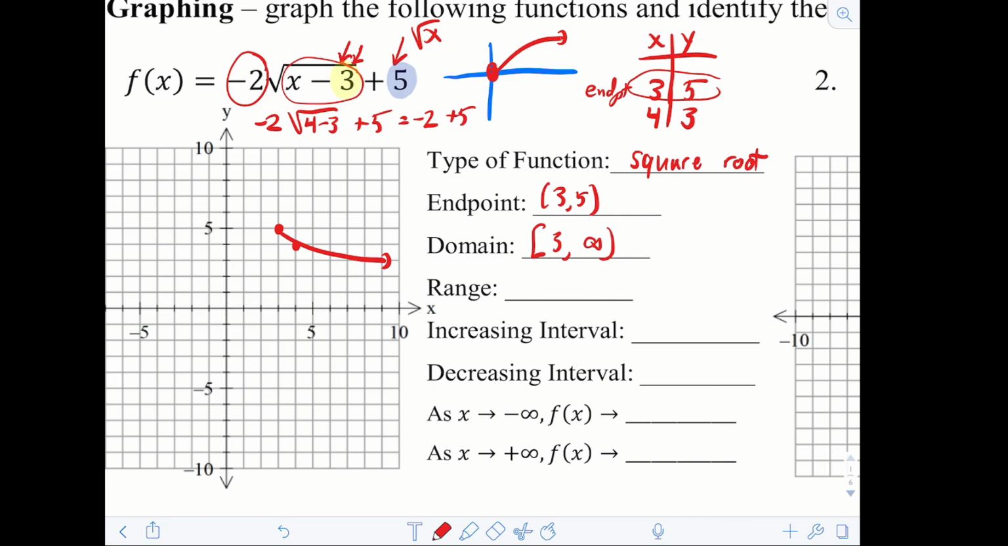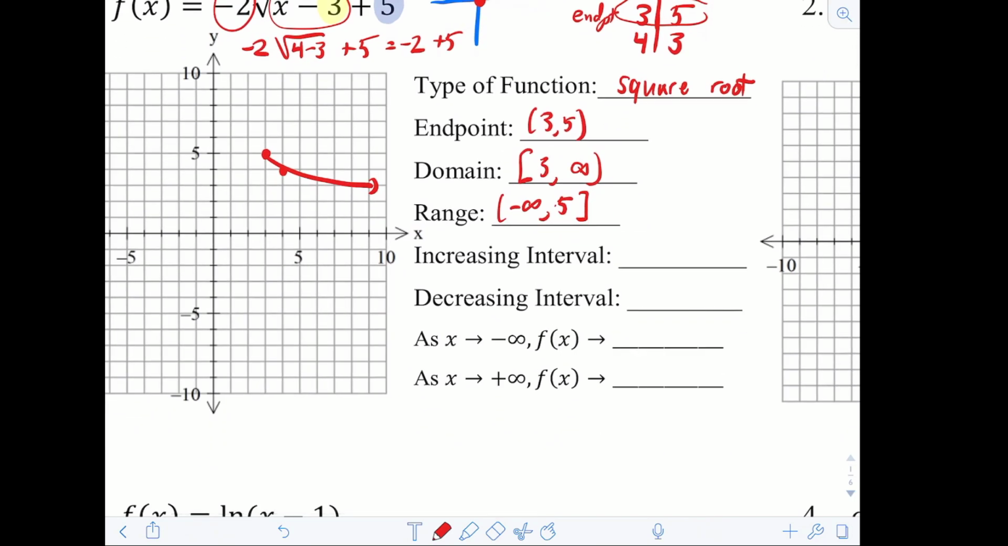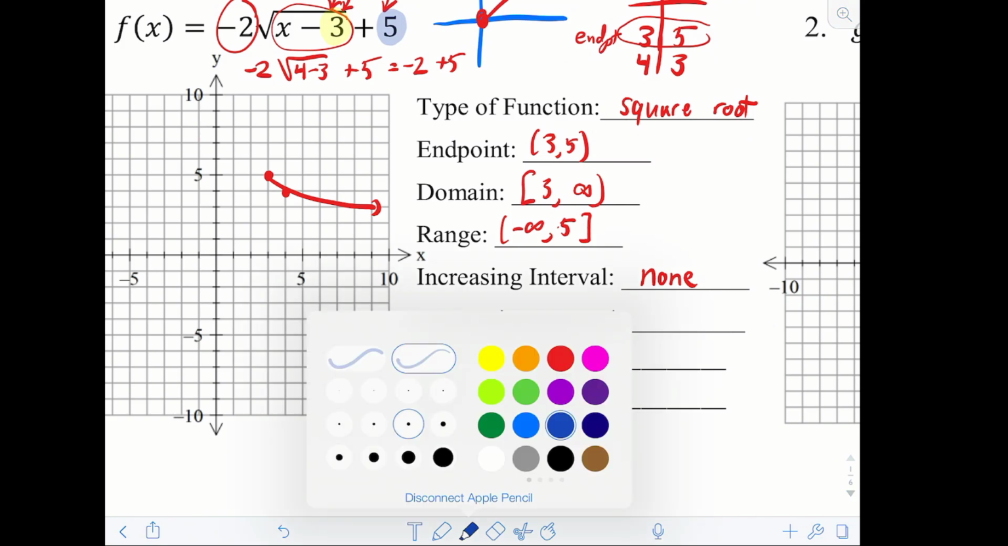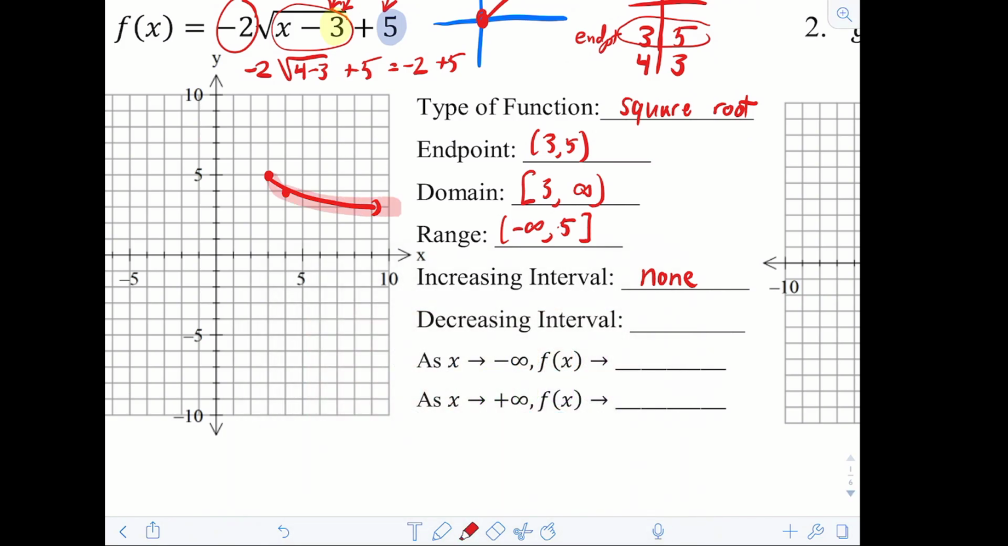Since this range is going down, we would start off with negative infinity and go all the way up to 5, and since we are including that point at 5, we're going to put a bracket. Increasing interval: there is no increasing because it is heading downwards. Since this is heading downwards, it is going to be decreasing.